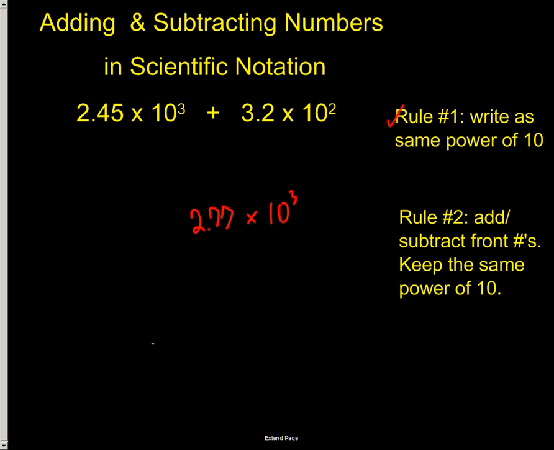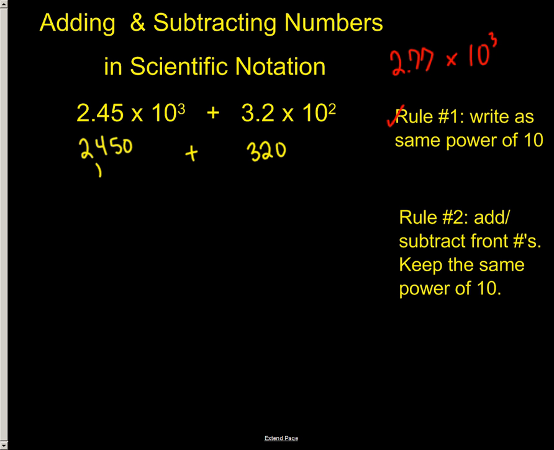Why can we trust these two rules? So here we go. I know that the answer to this problem is 2.77 times 10 to the third. Well, when you take a look at this, what does 2.45 times 10 to the third really represent? Write it in conventional notation, and it would be 2,450, because we would take this decimal and move it to the right 3 times. And what does 3.2 times 10 to the second represent? That would represent 320. So all they're trying to show you is what is 2,450 plus 320?